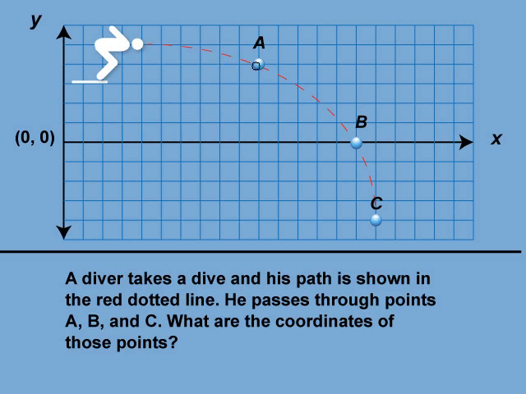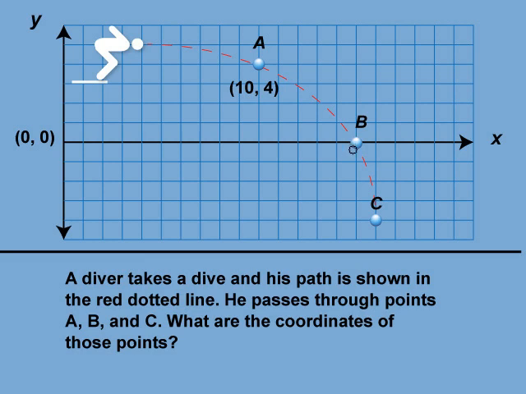Let's look at point A. We start at the origin and count 1 unit along the x-axis until we are aligned with A. There are 1, 2, 3, 4, 5, 6, 7, 8, 9, 10 units. Now we move up 1, 2, 3, 4 units to get to the point. So point A has coordinates 10, 4. Now let's look at point B.